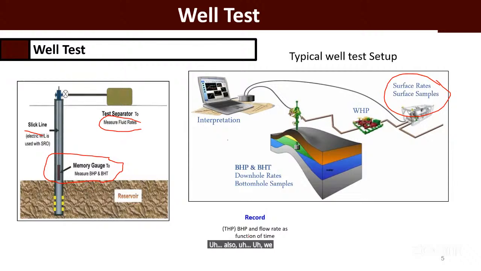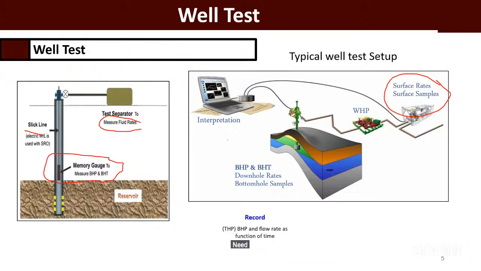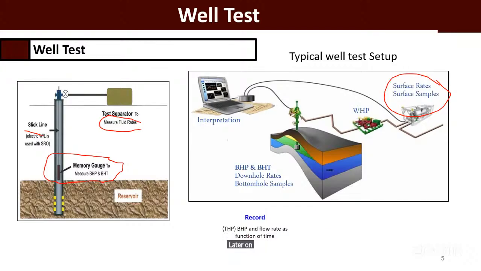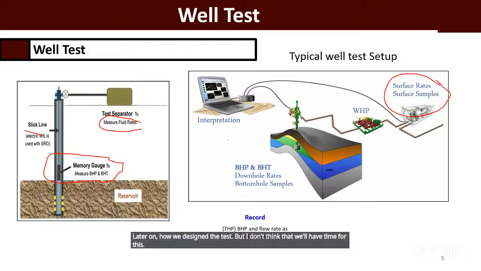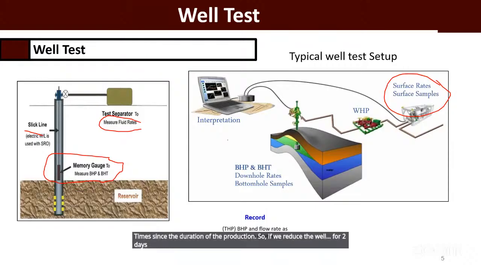As for the timing of the shut-in or production periods, there is a rule of thumb. If we need to shut in the well for a week, we will perform a test design, and I can talk about it later on, how we design the test, but I don't think that we will have time for this. So there is a rule of thumb that we should shut in the well 3 times the duration of the production. So if we produce the well for 2 days, we will shut in for 6 days.